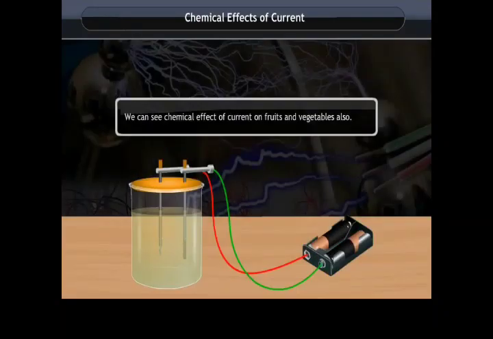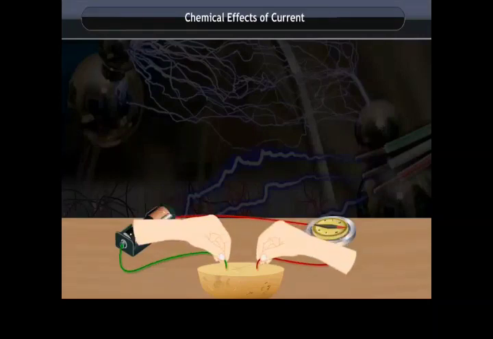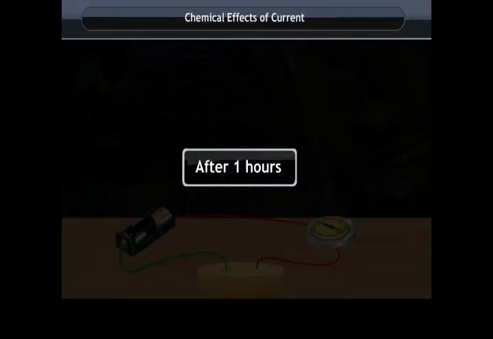We can see chemical effects of current on fruits and vegetables also. Let us do an activity to understand this. Take a potato. Cut it into two halves. Take a tester having magnetic compass. Insert free ends of the tester in the potato. Observe the setup after 1 hour.